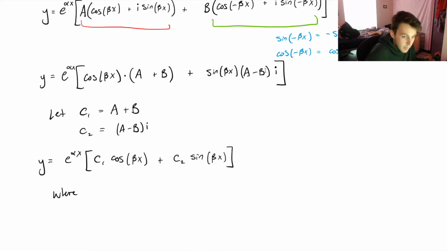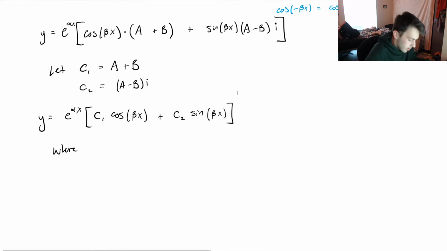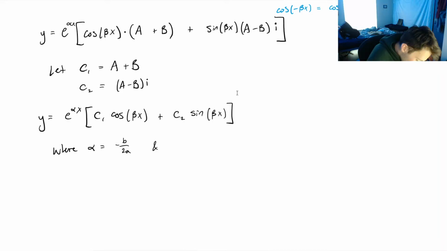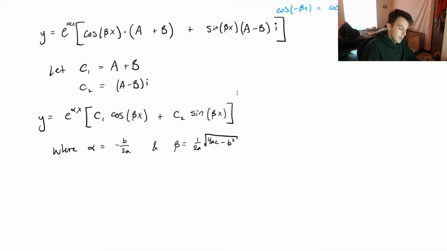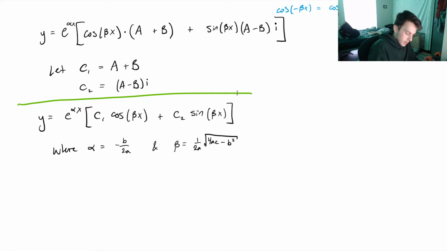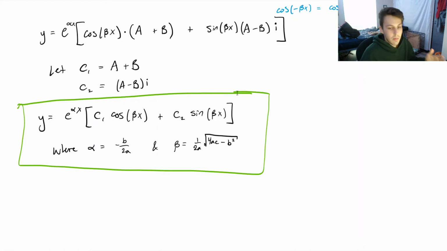And just a reminder, this is where alpha is equal to minus b over 2a, and beta is equal to 1 over 2a times the square root of 4ac minus b squared, right? So this here is kind of the solution that we could jump to when we're given an ODE and we find that its auxiliary equation has imaginary solutions.